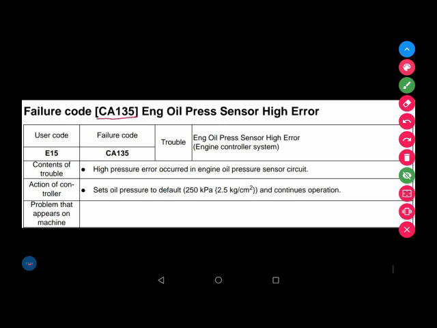If the error code is CA135 and the user code is E15, failure code CA135, what is the trouble? The trouble is engine oil pressure sensor high error. Why does this error occur? A high pressure error occurred in the engine oil pressure sensor circuit, meaning the engine oil pressure circuit is getting high pressure. What is the action of the controller? The controller sets the oil pressure to the default value of 250 kilopascal and continues the operation.